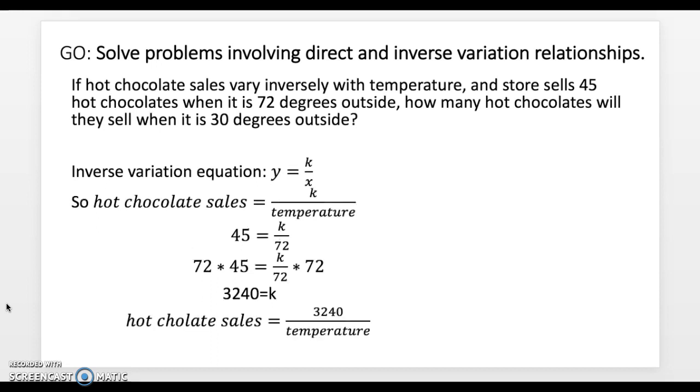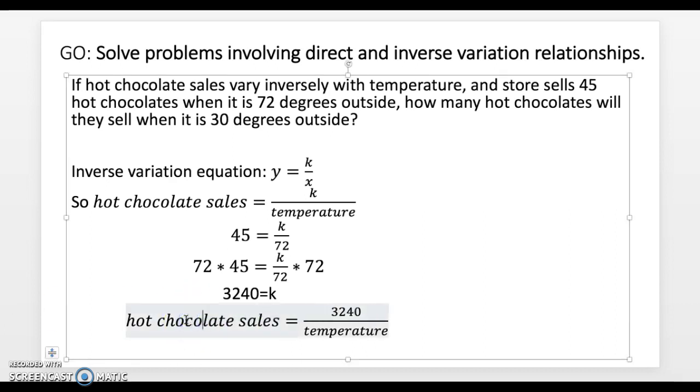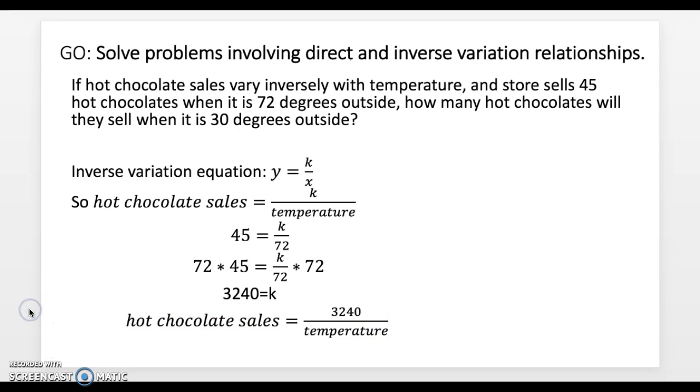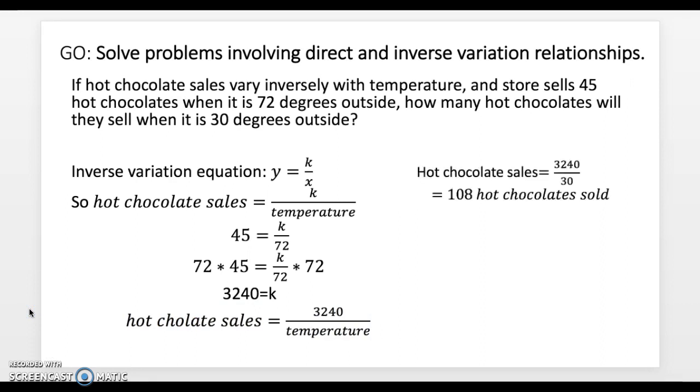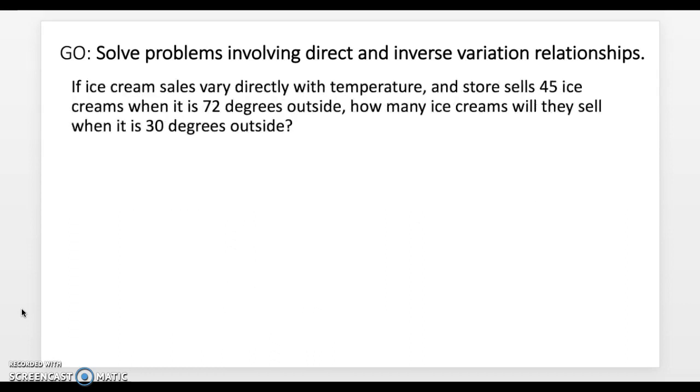So our equation is hot chocolate sales, oh, that is a misspelling. Hot chocolate sales equals 3240 over temperature. So therefore, hot chocolate sales are going to be 3240 over 30 degrees. And so we know that we sell 108 hot chocolates on that day when it's that cold.